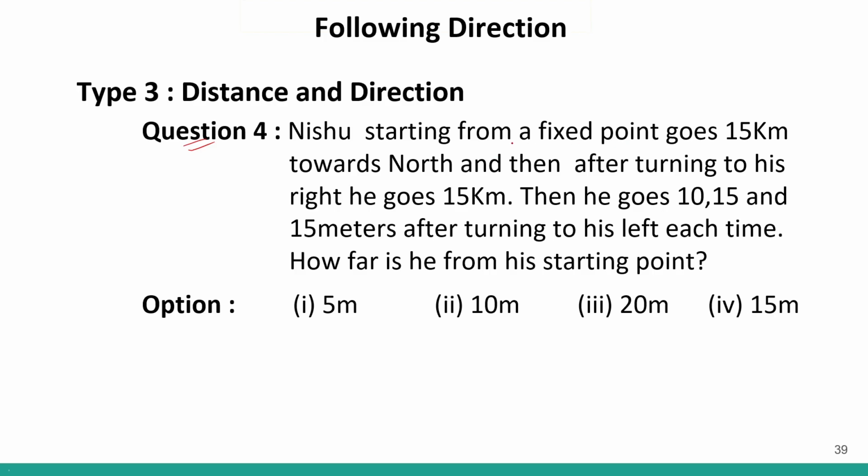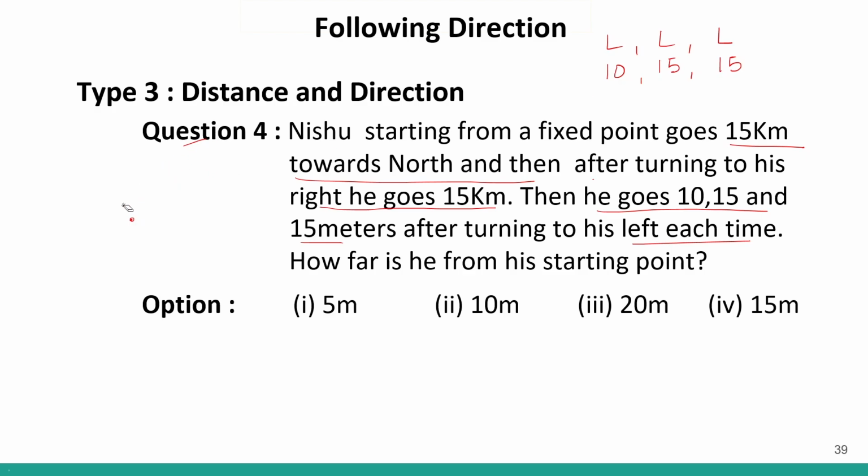Nishu started walking from a fixed point. So let's say this is the fixed point and goes 15 kilometers towards north. So 15 kilometers towards north. He then takes a right and goes 15 kilometers. So again, right and goes 15 kilometers, right? Then he goes 10, 15 and 15 meters after turning to his left each time. So he took 3 turns, left, left, left. And for the first left, he went 10 meters. For the second left, he went for 15 meters. And for the third left also, he went for 15 meters.